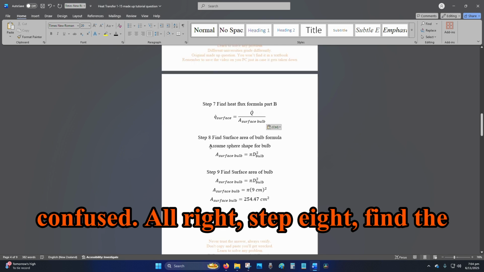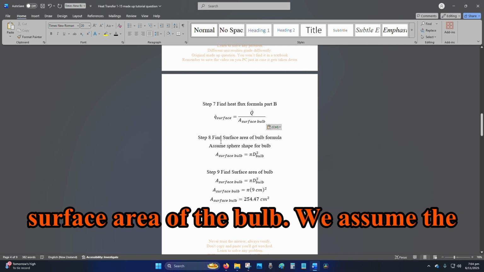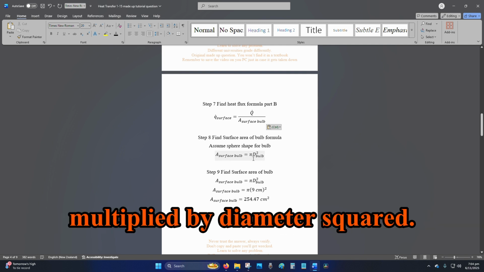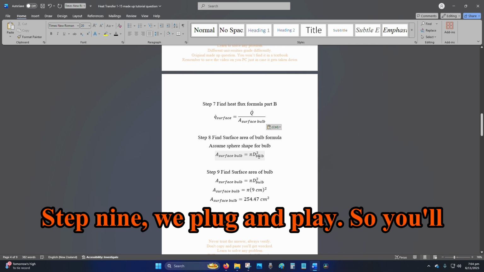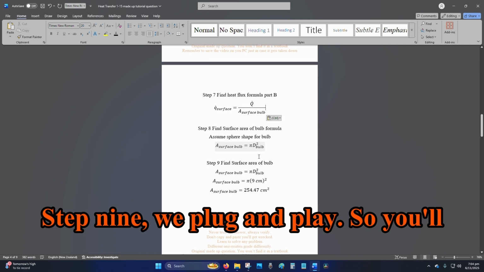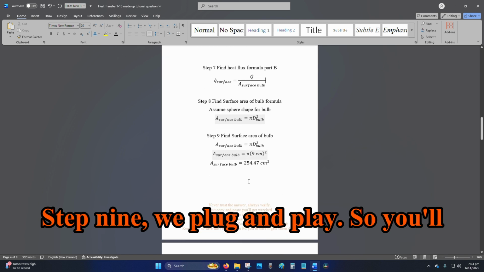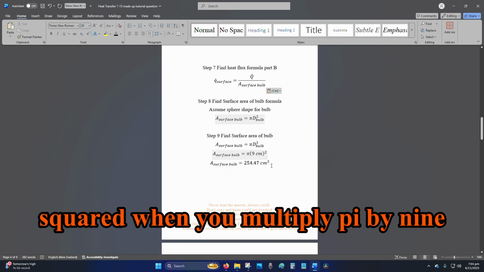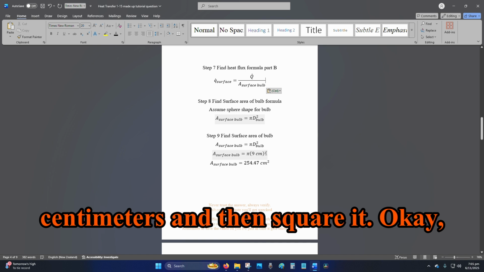Alright, step 8. Find the surface area of the bulb. We assume the bulb to be a sphere, so that is pi multiplied by diameter squared. Step 9, we plug and play. So you'll get 254.47 centimeters squared when you multiply pi by 9 centimeters and then square it.